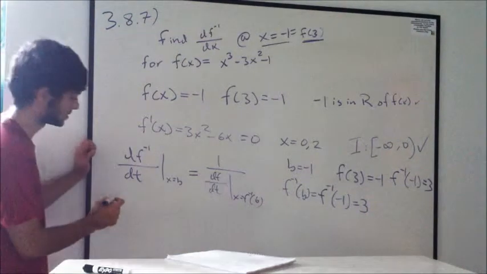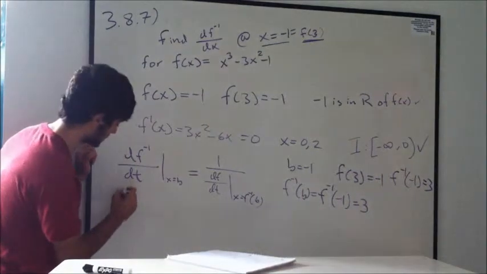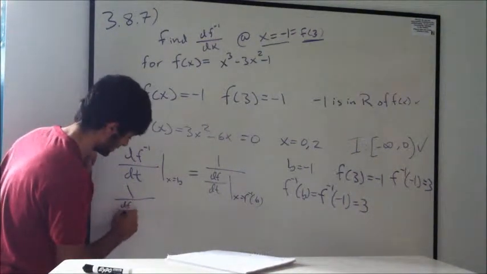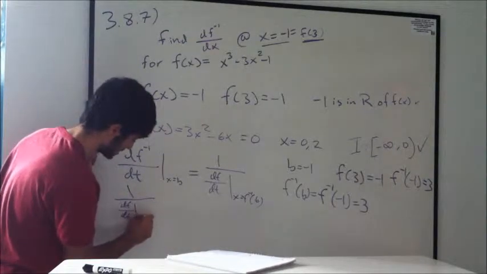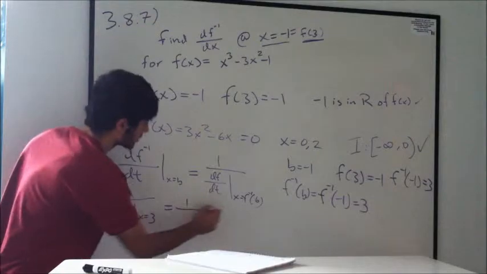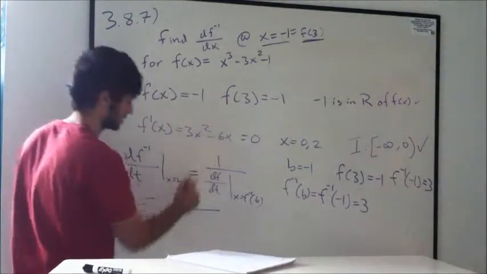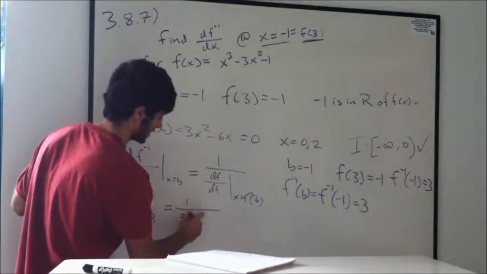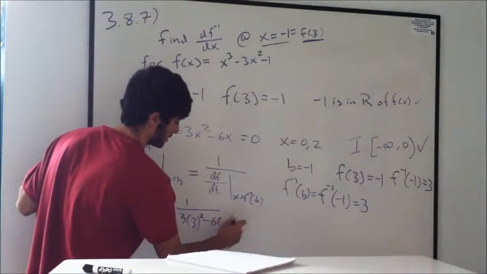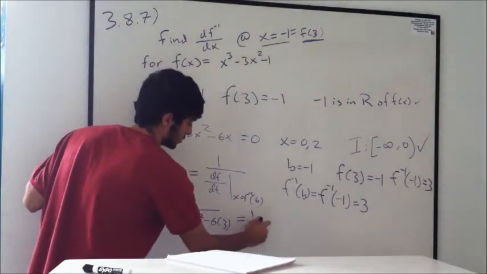So now, we're going to go ahead and say 1 over df/dx at x equals 3. That equals 1 over our derivative, which is 3 times 3 squared minus 6 times 3, which happens to equal 1 over 9.